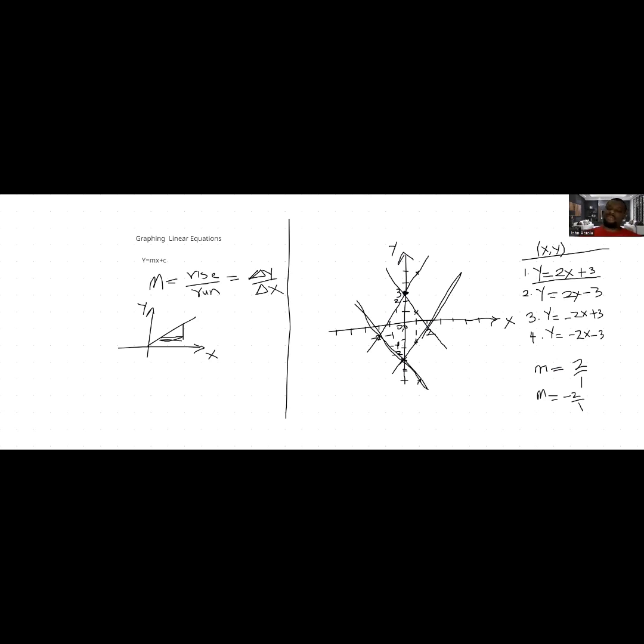Now, if you look at it carefully, you'll see that the first and the second lines are parallel because they have the same slope. The only difference is their y-intercept. One passes through positive 3, the other through negative 3. Also look at lines 3 and 4, and they are also parallel because they have the same slope of negative 2, but the difference is the y-intercept, which is at positive 3 and negative 3. So this covers all kinds of lines you can have in linear equations. You can plot any of these lines using these ideas.